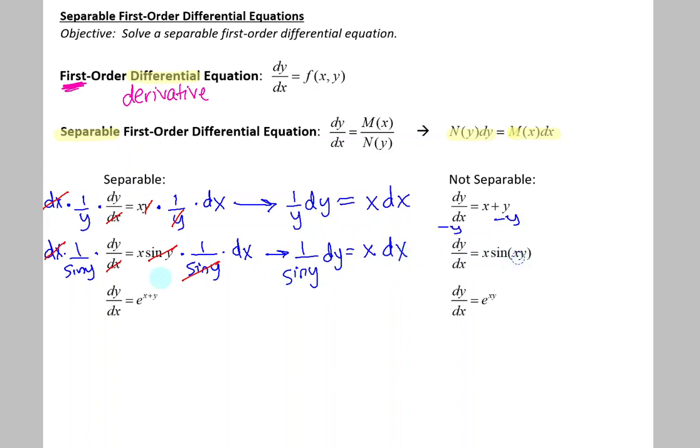This one looks very much like this, except because the x times y is caught inside the sine function, there is no way to get this y to that other side on the dy side.